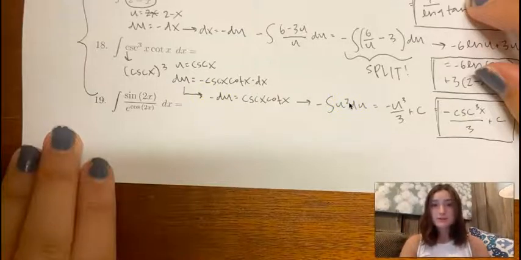That's something that would be easy to do if you miss the fact that this cosecant x cancels and turns this into cosecant squared x. So let's move on to number 19.